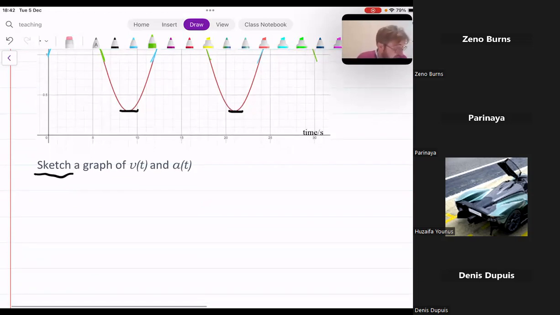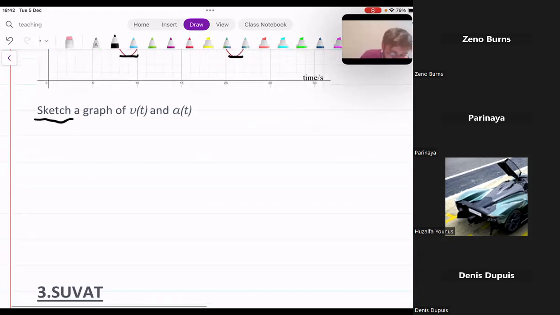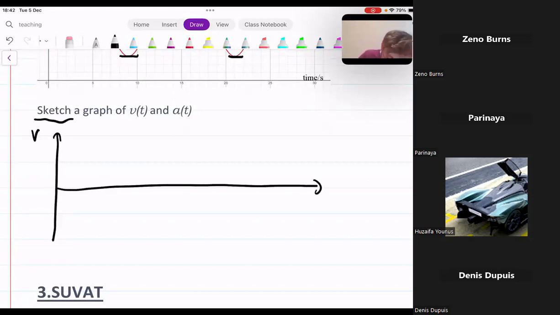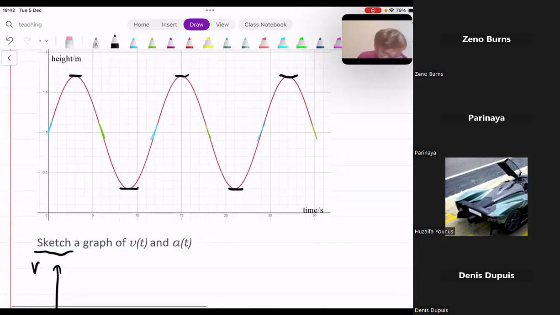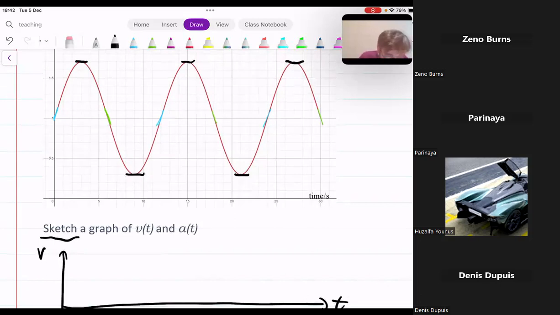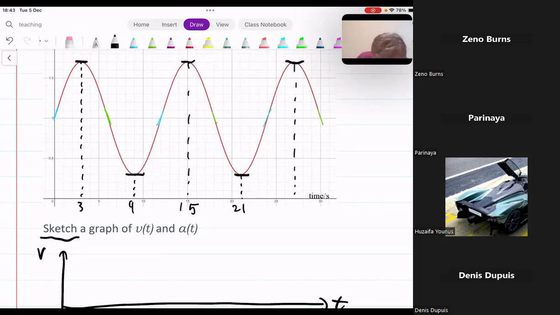So let's sketch a quick graph of velocity and time. The first thing I'm going to put on is when this is 0. So when do these occur? 3 seconds, 9 seconds, 15 seconds, 21 seconds, and 27 seconds.